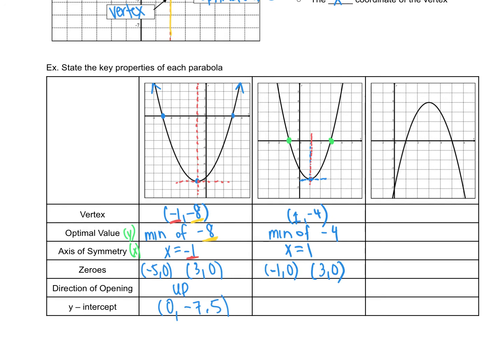And this parabola also opens up. And finally, for our y-intercept, so looking at the y-axis here, my parabola passes through at this point, which is at -3. So because I'm not moving right or left on the x-axis, I am writing 0, and then -3. So for your zeros or your x-intercepts, the x will have the value and the other will be 0. For your y-intercept, the y-coordinate will be the value and x will be 0.